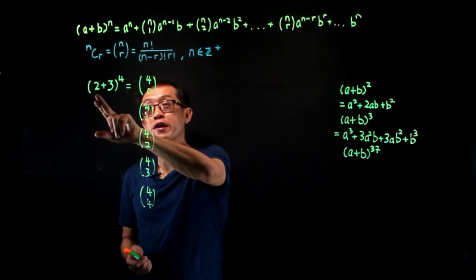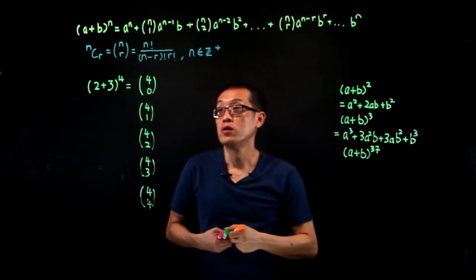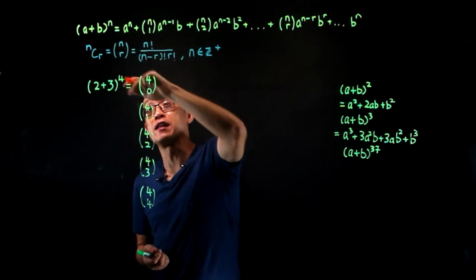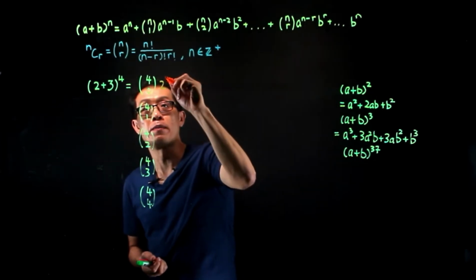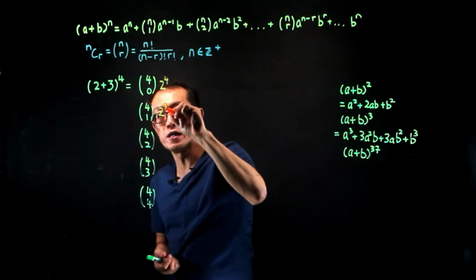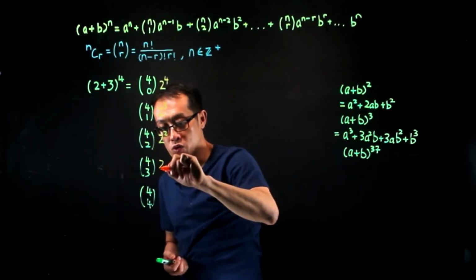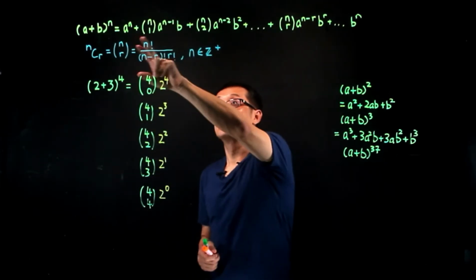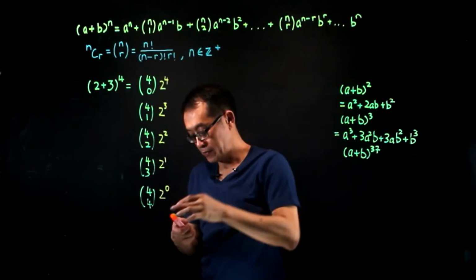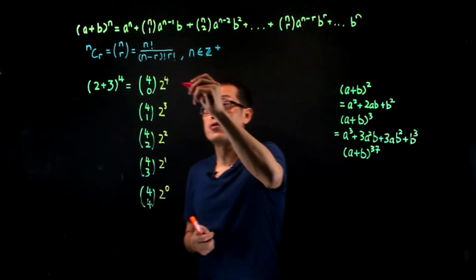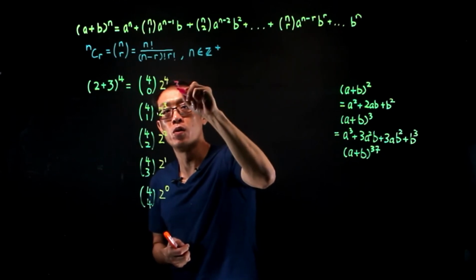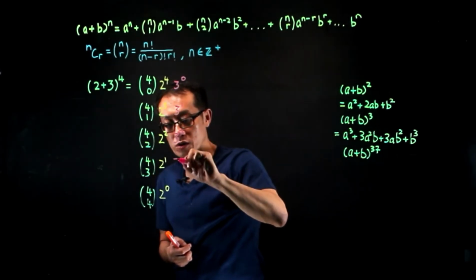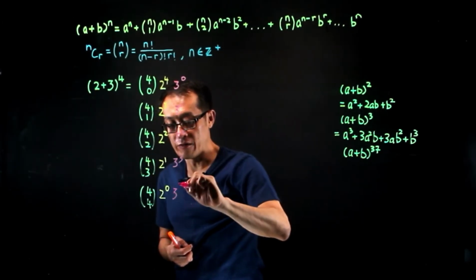Now next, we fill in this term 2. So you always start off with 2 to the power of n, but your n is 4. So it's 2 to the power of 4, 2 to the power of 3, 2 to the power of 2, 2 to the power of 1, and 2 to the power of 0. Next is the b term. This is the a term, okay? Now b, you start with 3 to the power of 0, 3 to the power of 1, 3 to the power of 2, 3 to the power of 3, and 3 to the power of 4.